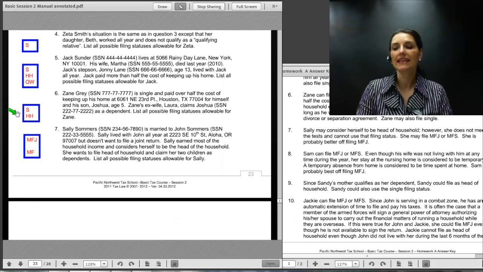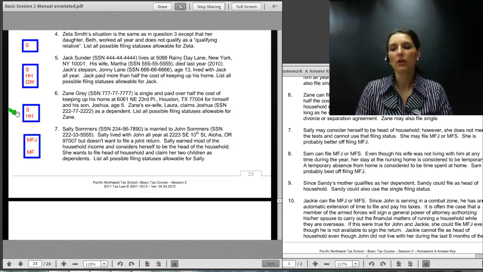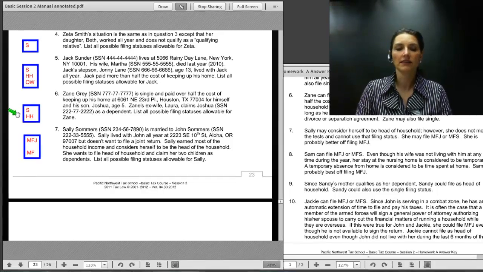As long as Zane is single and paid over half the cost of keeping up a home for his unmarried son, he can be head of household even though he cannot claim a dependency exemption for his son, as long as he would have qualified to claim the exemption if not for the divorce or separation agreement. So Zane may also file as single.